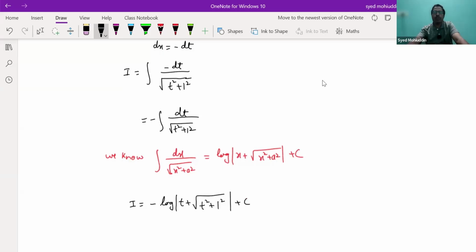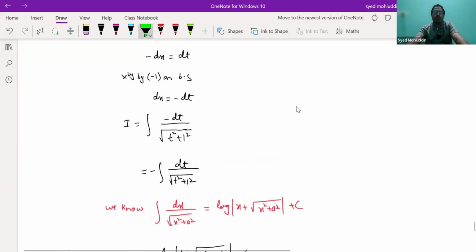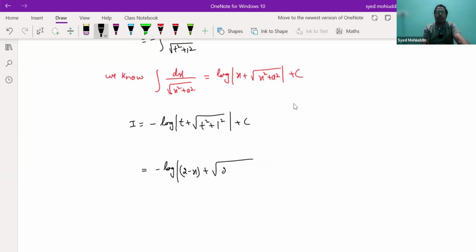But what is the value of t I have taken? The value of t that I have taken over here is 2 minus x. So replace the value of t as 2 minus x. That becomes minus log of 2 minus x plus root of (2 minus x) whole square plus 1 square, which is 1 itself, plus the constant c. So that will be the required solution.